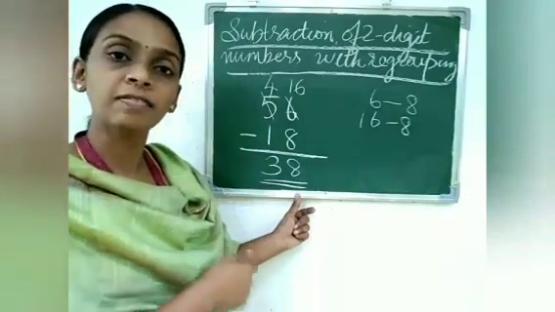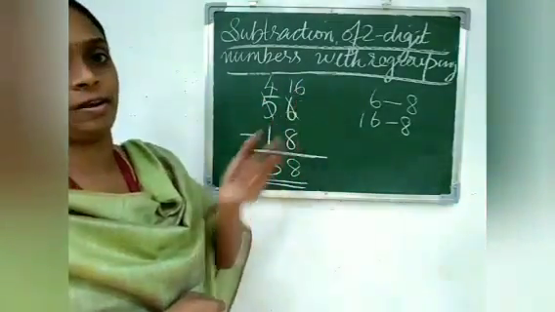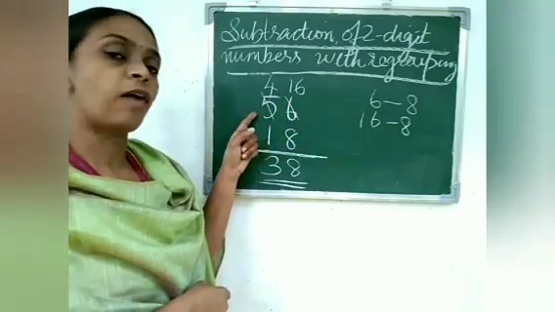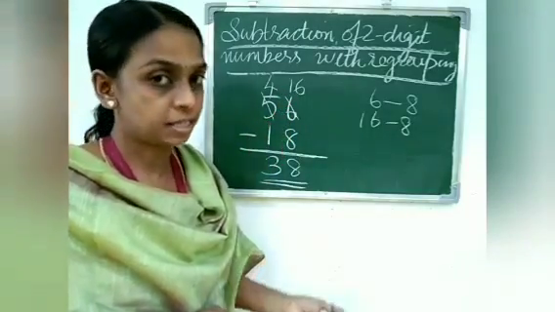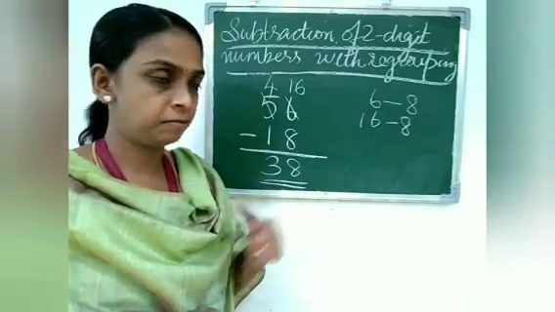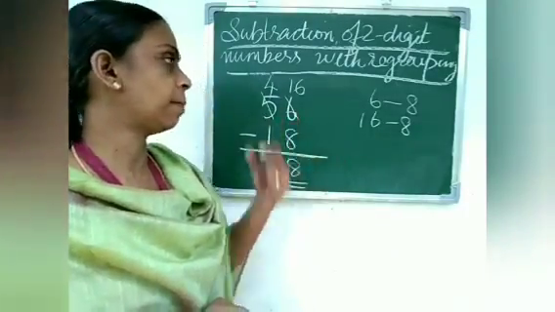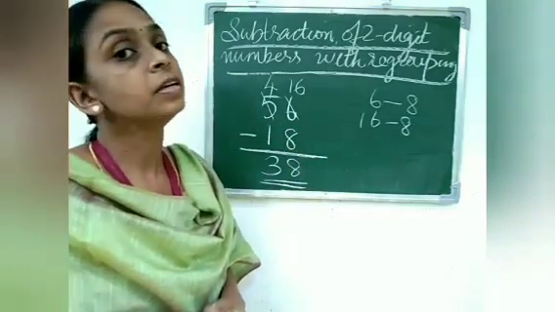The 5 is here in the tens place. We borrow 10 from that 5. Then this 5 becomes 4 and this 6 becomes 16.